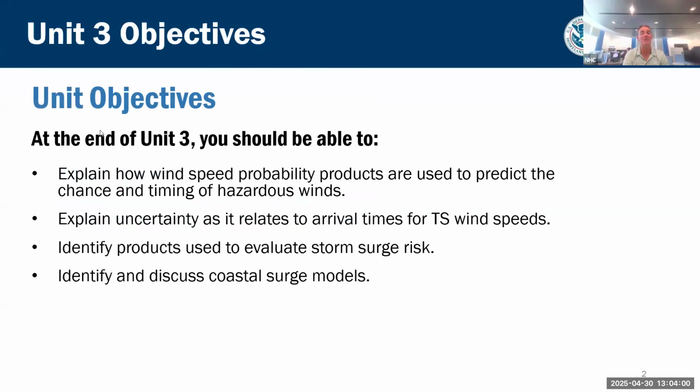By the end of Unit 3, we're hoping you can do these things. Explain how wind speed probability products are used to predict the chance and timing of hazardous winds. Explain uncertainty as it relates to the arrival times for tropical storm force wind speeds. Larry's going to do that. And then Laura's going to talk about surge, and we're hoping you can identify products used to evaluate the storm surge risk and also identify and discuss some coastal surge models.